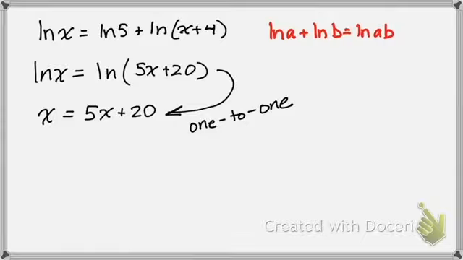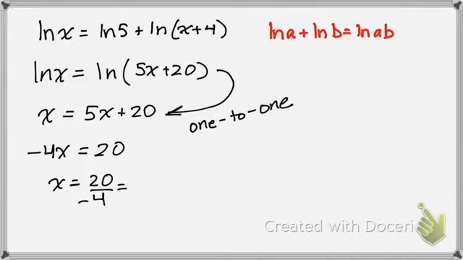So this is the one-to-one property, and then solving from here, I get negative 4x is equal to 20, and x is equal to 20 over negative 4, which is negative 5. So it looks like my answer is negative 5, but on these problems in particular, and really any equation that you're solving, we want to check that our solution is in the domain.